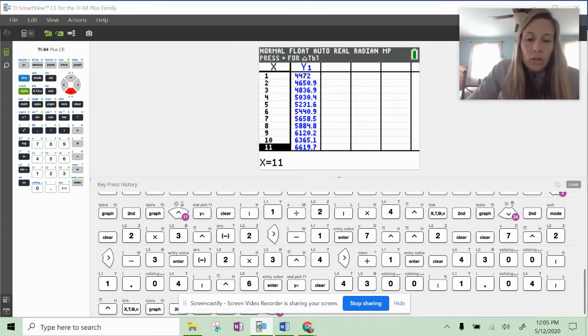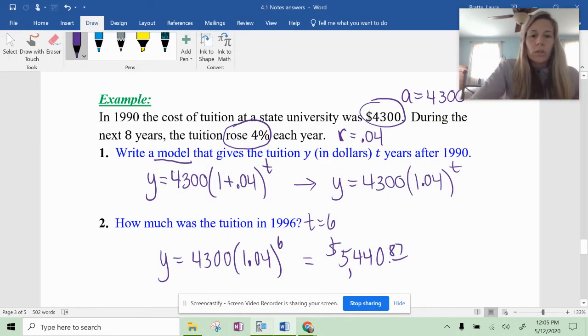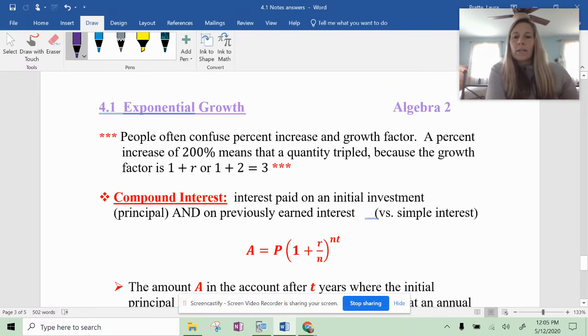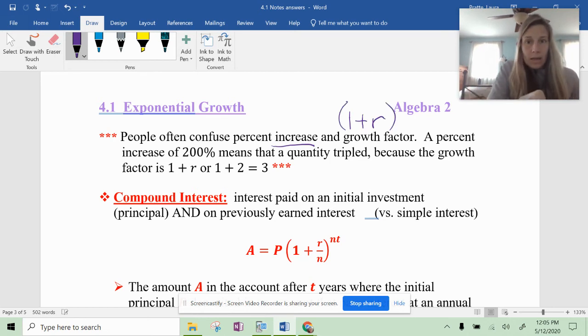Okay, and then let's finish up our last portion here. People often confuse percent increase and growth factor. So like I just showed you on the last slide, percent increase is just the percent, but the growth factor is 1 plus that. So it increases it by 100%.